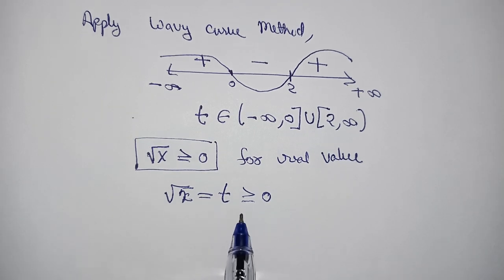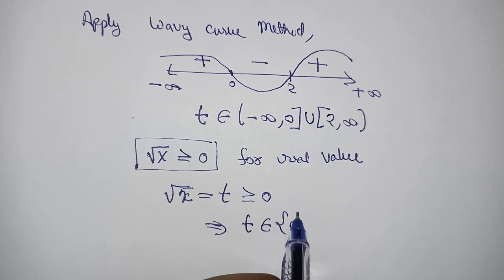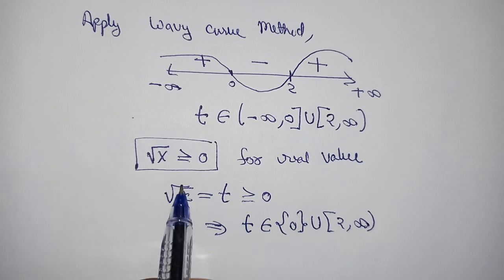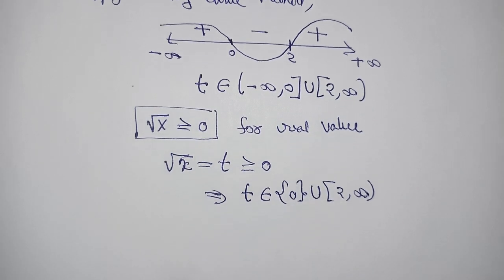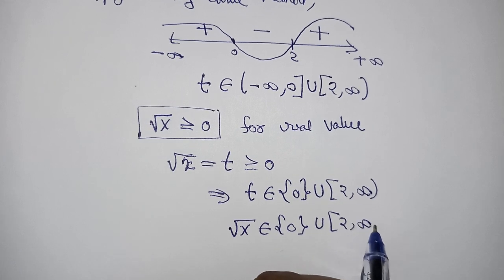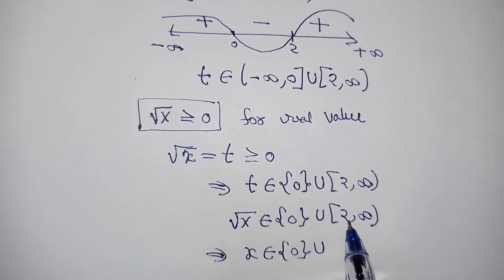So talking about the positive part, this implies t will belong to 0 union 2 to infinity, because the negative part will be neglected because of this condition. And now we can say square root x will belong to 0 union 2 to infinity. So this implies x will belong to 0 union 2 to infinity.